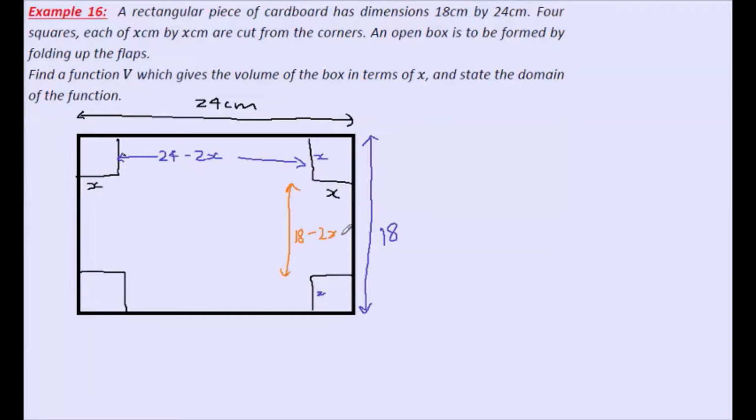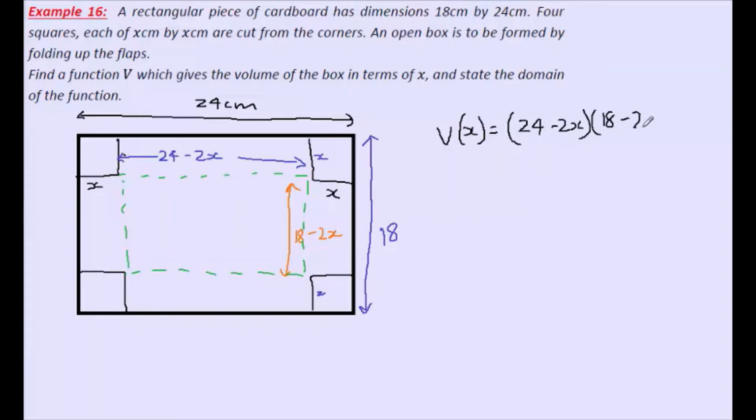So when I take the x and the x out of there, I end up with a height of 18 minus 2x. And finally, when I fold these corners up along, let's say, my green dotted lines to make a box, my height of that box is going to be x, and my lengths are going to be 24 minus 2x and 18 minus 2x. So if I'm going to make a function with volume V of x, that's going to be my length, which is 24 minus 2x, times my width, which is 18 minus 2x, times my height, which will be x.